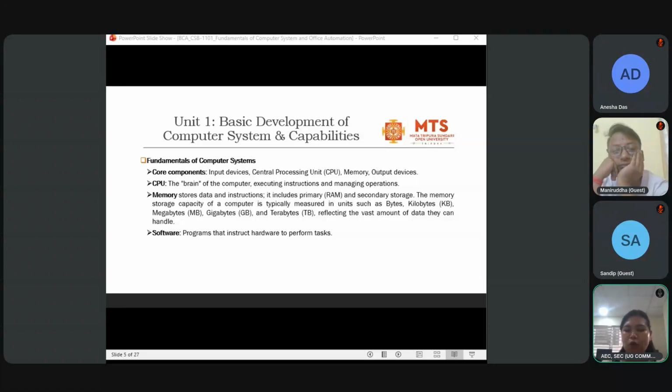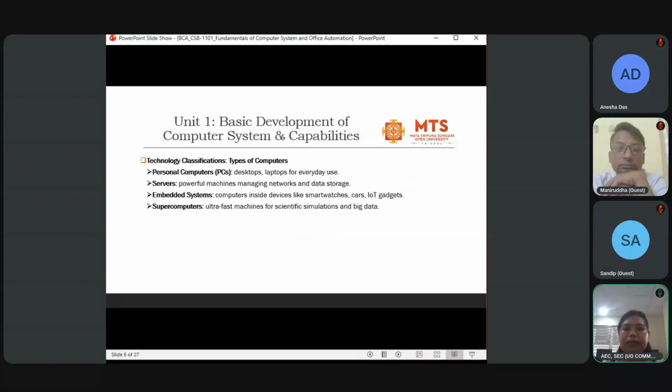And another comes software, like Microsoft Office, which is an application program that instructs hardware to perform tasks. Like Microsoft Office, there are other applications like in your phone, such as PNB One, SBI Yono. Those are the software which we use to make our daily life function smoothly.